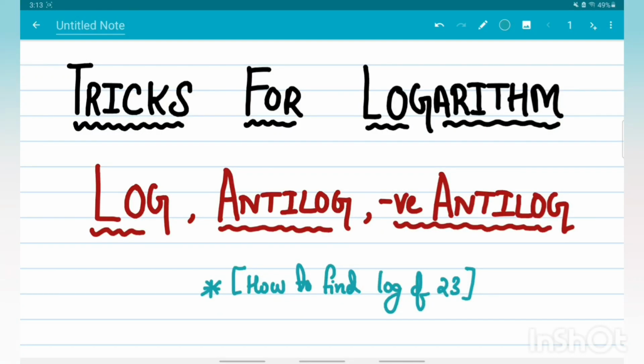Today's video is about logarithm, and in this video I'm going to tell you how to find log, antilog, negative of antilog, and all this we are going to do without using any log table or without using the calculator. So we are going to solve this by simple formulas, and also don't forget to stay till the end, because in the end I'll tell you how to find the log of 23 without any kind of calculator, only by using a simple formula. So let's start.